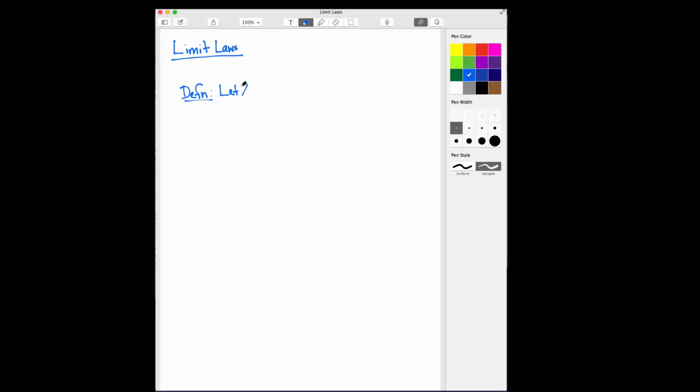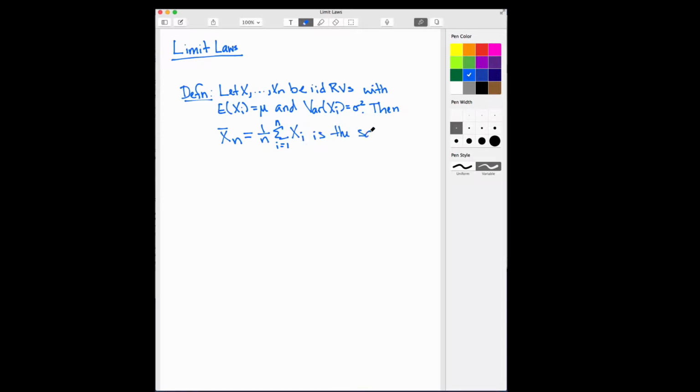So if we let x1 to xn be IID random variables with expectation of each of those x's equal to mu and variance of each of those equal to sigma squared, then we'll define the sample mean to be x bar sub n, which is equal to 1 over n times the sum from i equals 1 to n of the xi's. So that's our sample mean.